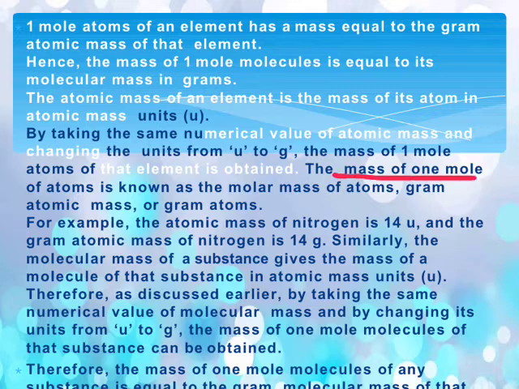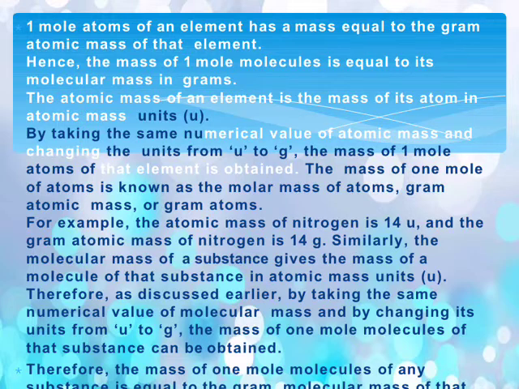The mass of 1 mole of atoms is known as the molar mass of atoms or gram atomic mass or gram atom. So if we talk about 1 mole of the atom, that is equal to the molar mass, and molar mass is also known as gram atomic mass. For example, the atomic mass of nitrogen is 14 u, right? We know the atomic mass, and the gram atomic mass, that is the molar mass, will be 14 g.